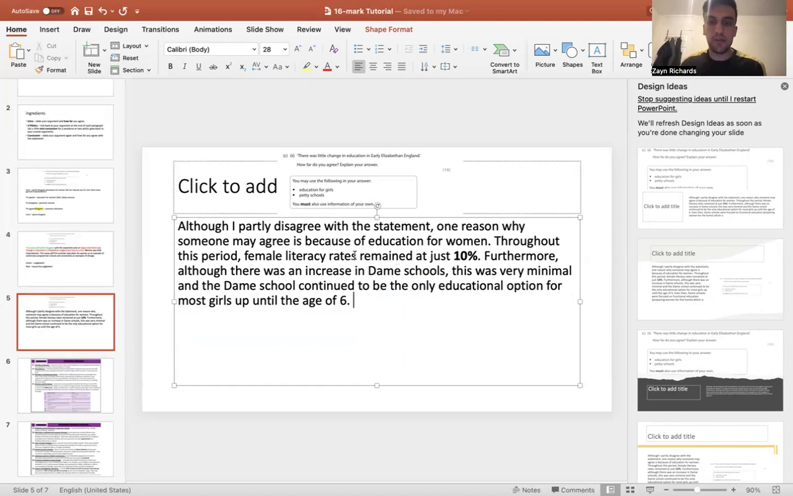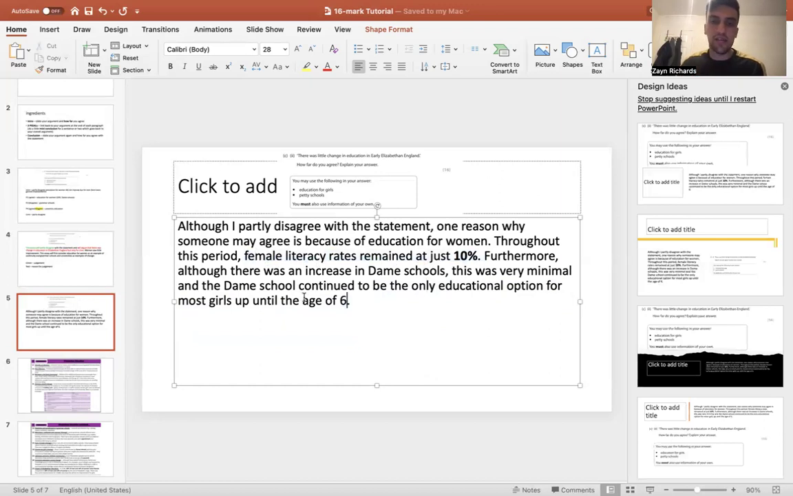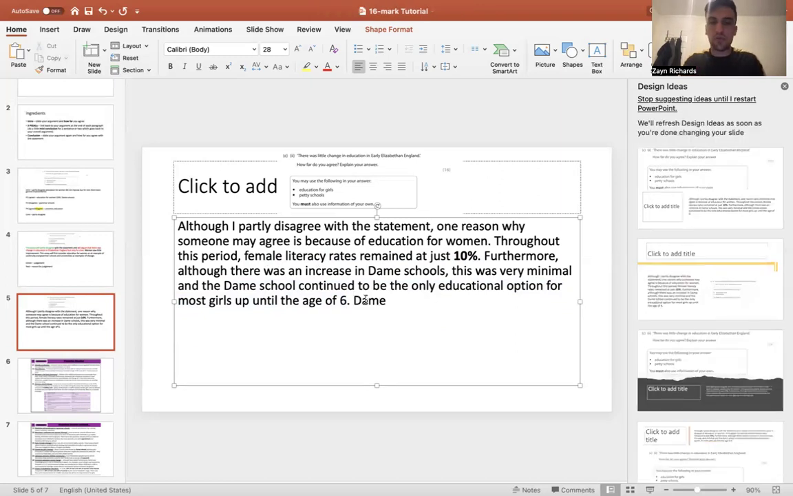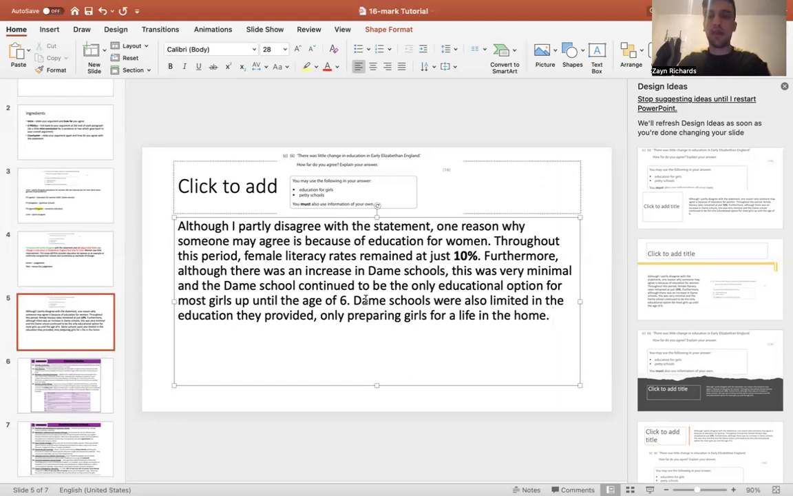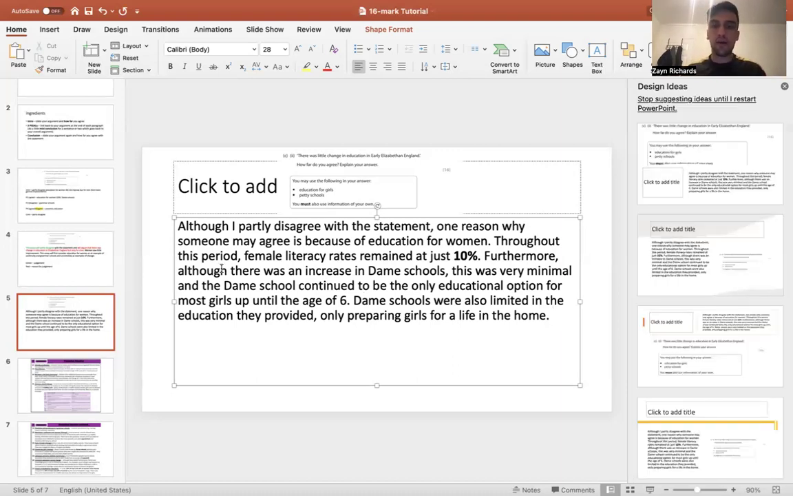Okay, so we've got our key piece of evidence. So we've got the female literacy rates at 10%, and then we've got the fact that dame schools continue to be the only educational option for most girls. We might also say dame schools were also limited in the education they provided, only preparing girls for a life in the home. Okay, so you can see there, it took me a while to get the evidence written down. That's normal, okay? So don't panic. Just think about in the exam, like, what's the best way to phrase stuff, all right? So we've got 2 to 3 pieces of evidence there. That's pretty bang on. That's what you want.